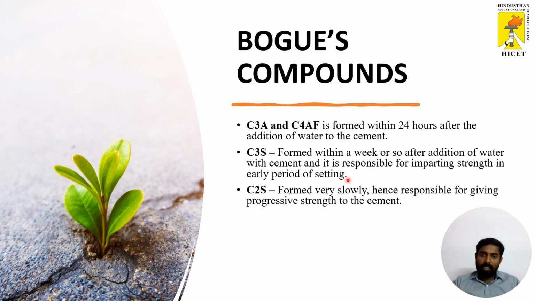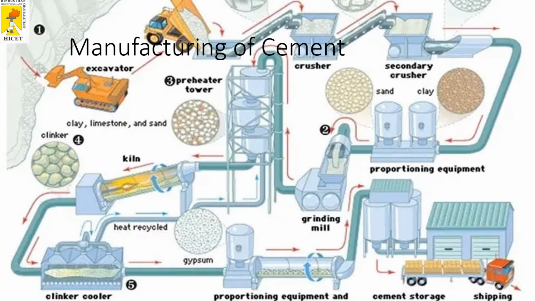So we test the concrete cubes on the seventh day. C3S is formed within a week, so the seventh day test indicates the formation of C3S. C2S forms very slowly, and hence it is responsible for giving progressive strength to the cement, which means the strength of the cement increases day by day. It does not depart. So C2S is mainly responsible for the long-term strength of the cement.